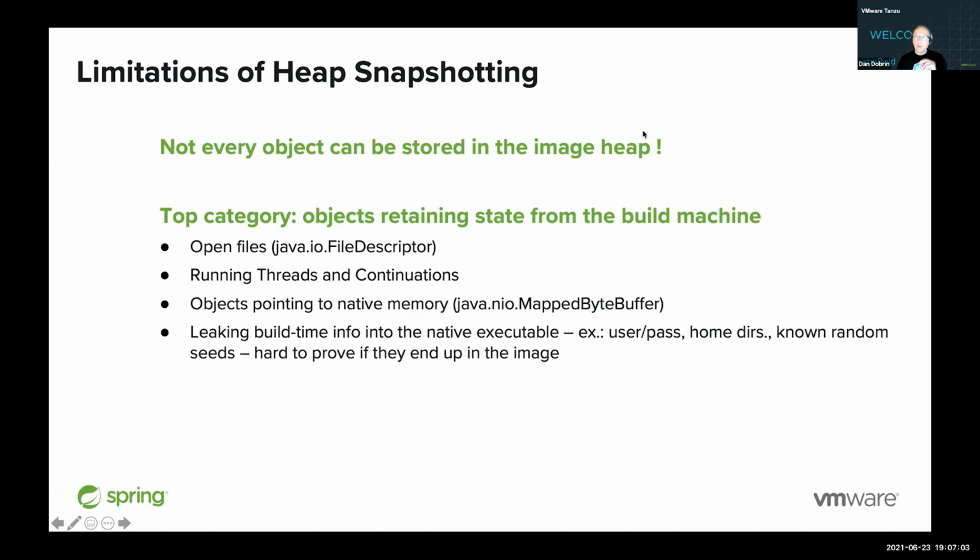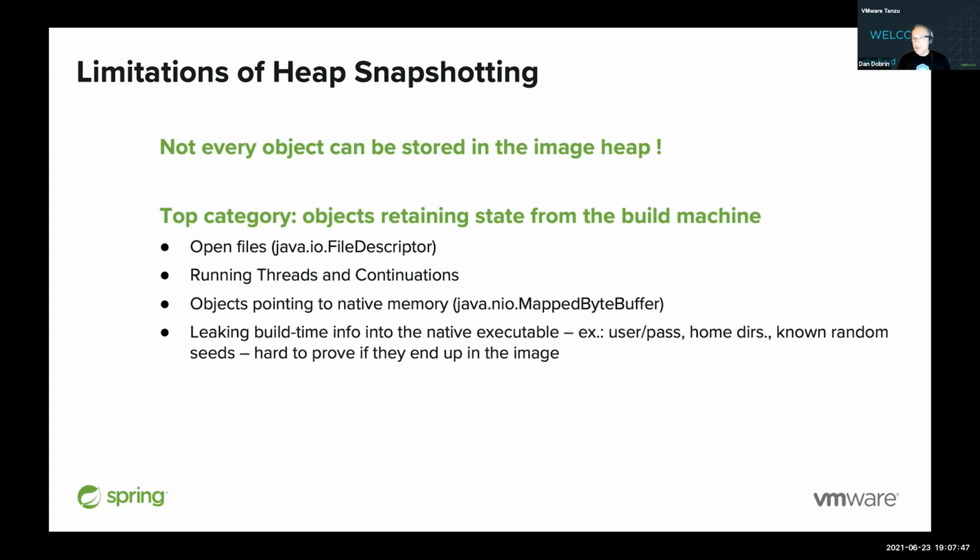So not every object can be stored in the image heap. For example, I group them again in 4 categories. The top category for these 4 is objects retaining state from the build machine where we have built our native image. One thing would be open files. So we cannot write a file descriptor into an image heap when we're going to run the native image somewhere else. Running threads or continuations in functional programming cannot be stored in the image heap. Objects pointing to native memory, so let's say a mapped byte buffer.